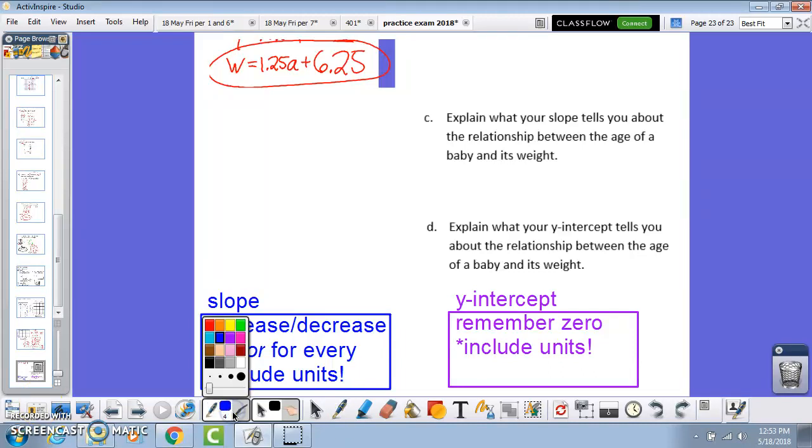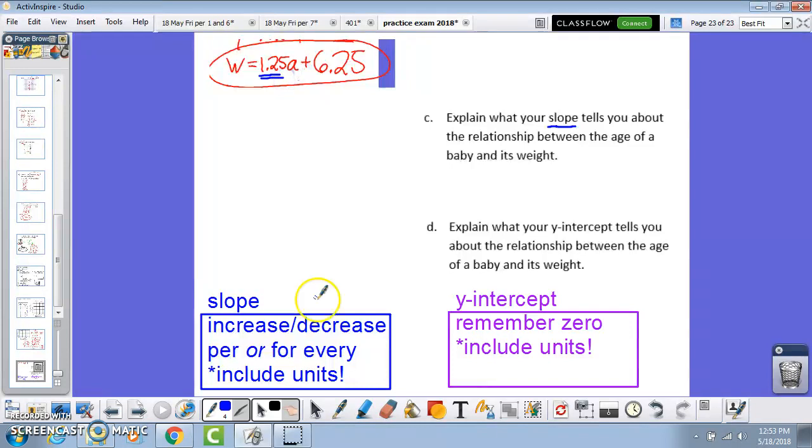All right, 18, last two parts, C and D. They're asking us to write a sentence to explain what the slope tells me about the relationship between the age of the baby and its weight. So here's my equation and here's my slope.